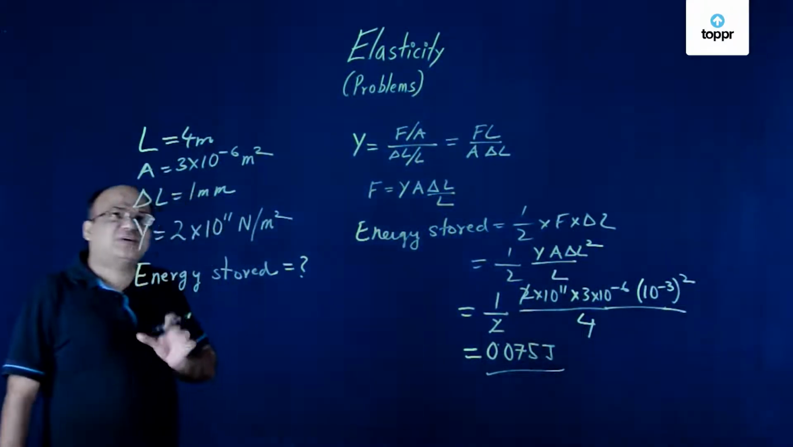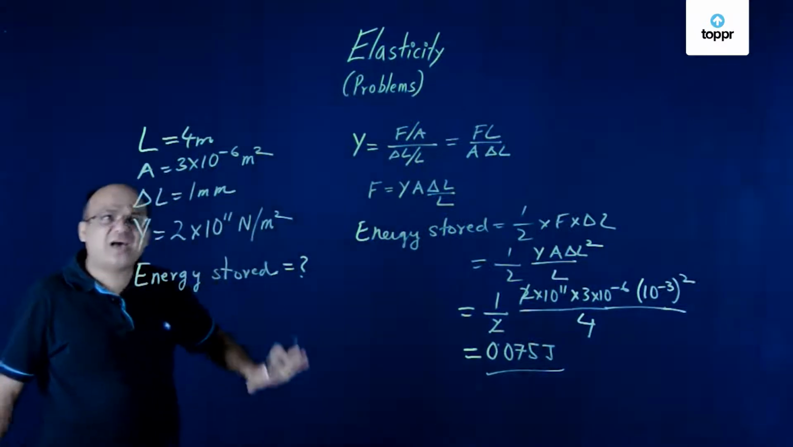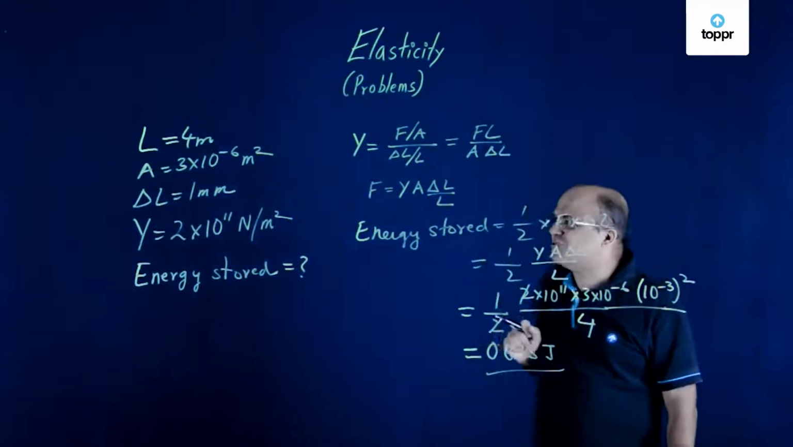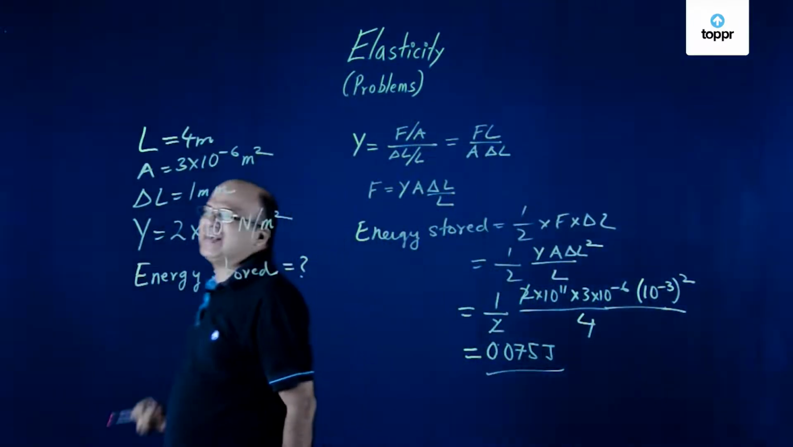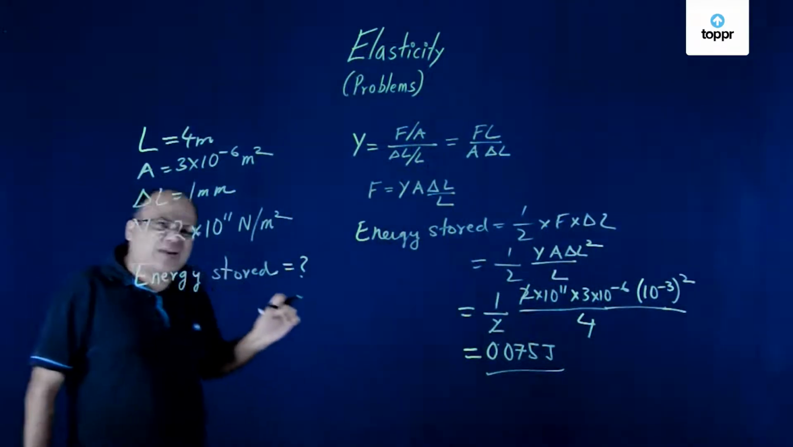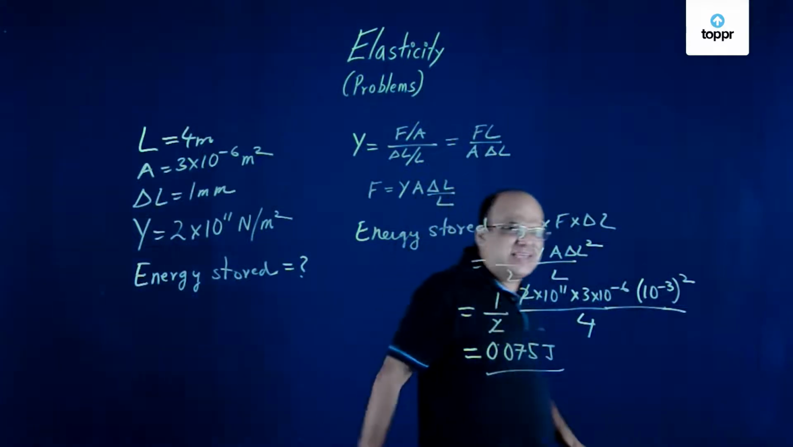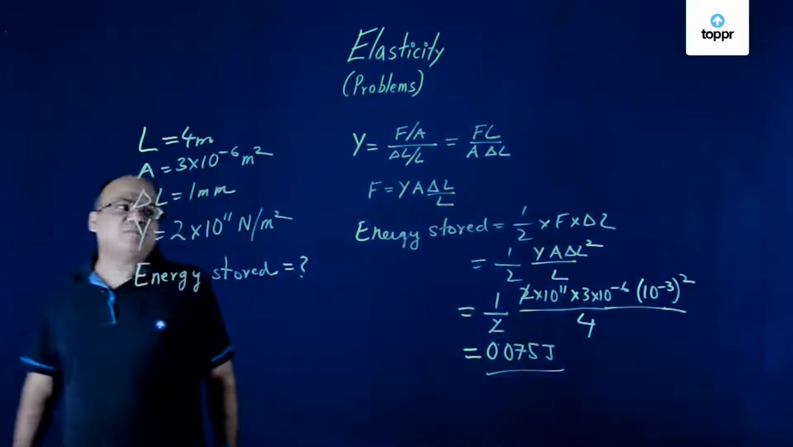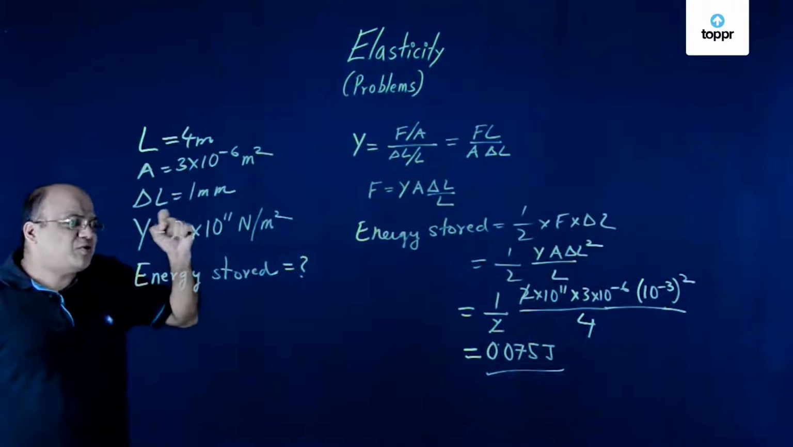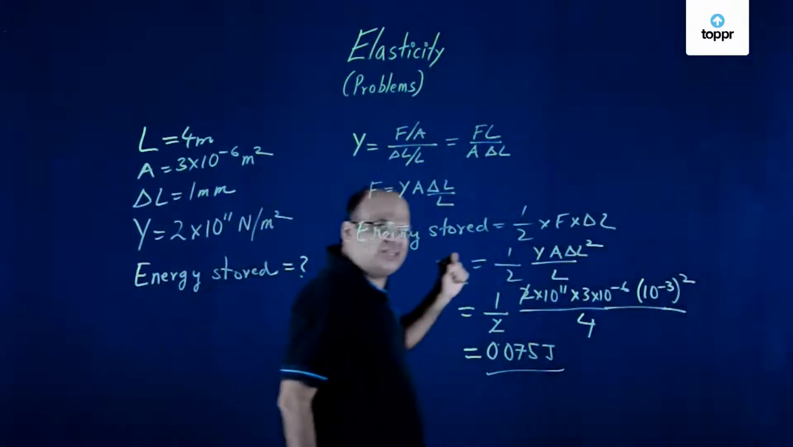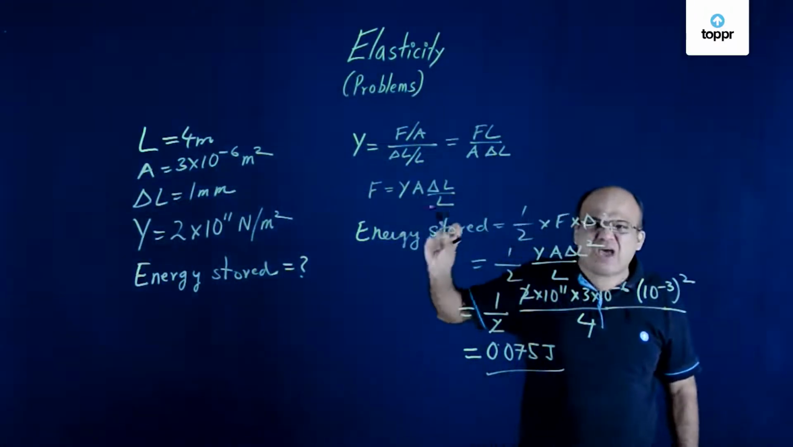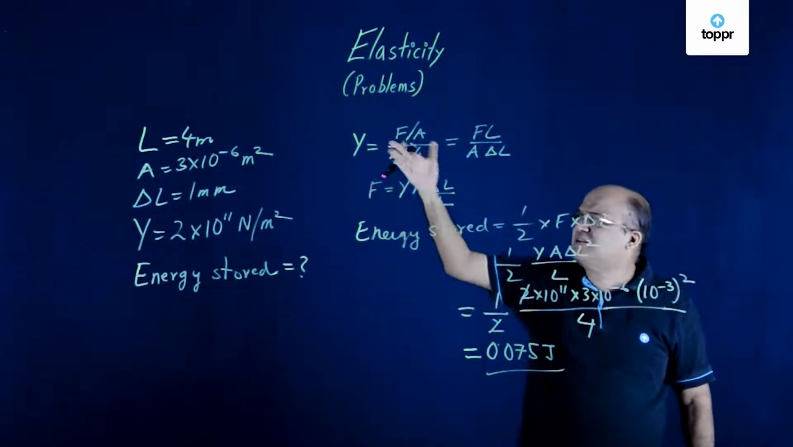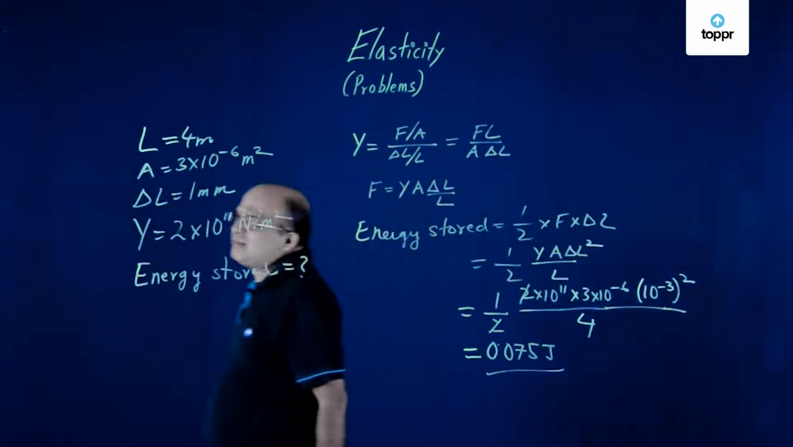So in this question, length of the wire was given as 4 meters. Area of cross section was 3 into 10 to the power minus 6 meters square. The change in length delta L was 1 millimeter. Young's modulus Y was 2 into 10 to the power 11 Newton per meter squared. So we have to find the energy stored. Energy stored is given by half F into delta L. F was not given in the question, that we got from the formula for Young's modulus.